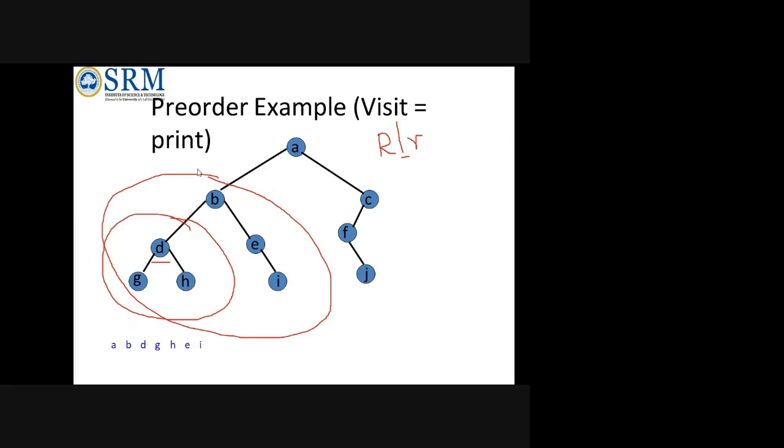Now see, the entire left of A is completely over. So it will return. Completely it is over, and now the root is processed. Left is completely processed. Now it will come to this right side. When it comes to the right side, it will come to C first and check, and it will print the C also, because C is the root node, always getting printed first.